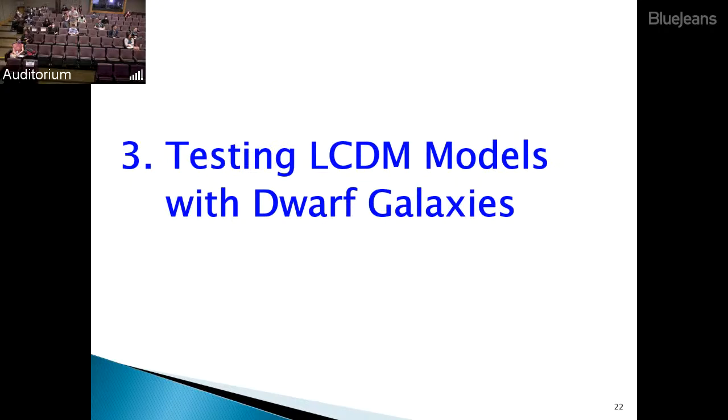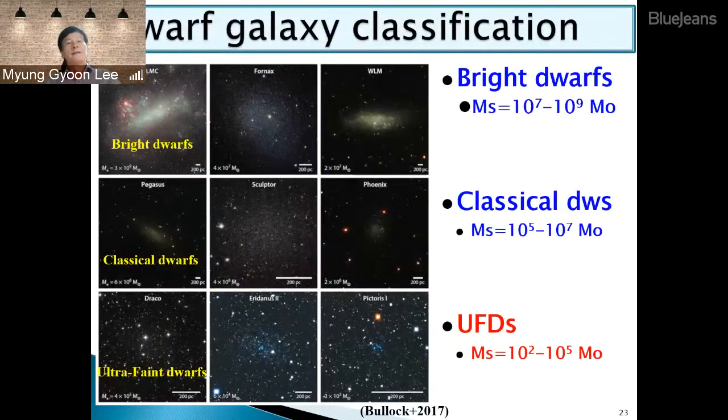15 minutes, okay. Then the third one is testing lambda CDM models with dwarf galaxies. Dwarf galaxies can be classified according to their luminosity or stellar mass. For example, black shows this one. Bright dwarf galaxies have a stellar mass range of 10^7 to 10^9. And then the fainter ones are classical dwarf galaxies, and the faintest samples of dwarf galaxies are called ultra-faint dwarf galaxies, which are barely visible in the image of the previous ones.